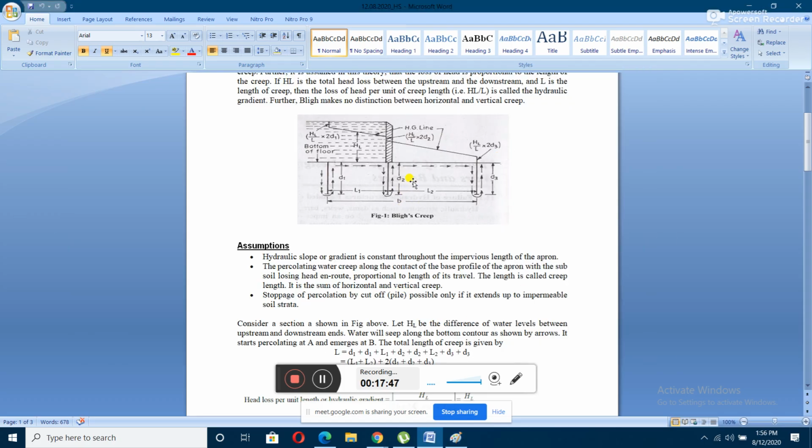So there were three piles being inserted. The length of the first pile is denoted by D1. The intermediate pile length is denoted by D2, and the third length is denoted by D3. Okay. So initially the water head was at this point.